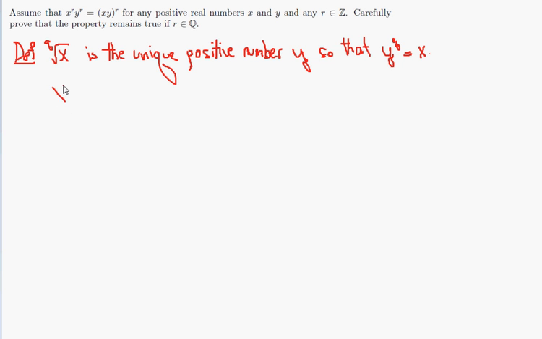Also, we want to keep in mind that the definition of x to the p over q is defined to be the qth root of x, then we raise that to the pth power. So we want to keep that in mind. Those are the two basic definitions that we're going to use in the course of the proof. So, proof.